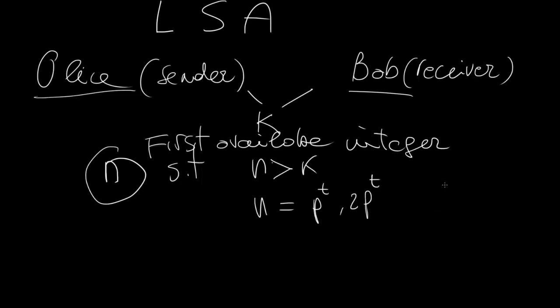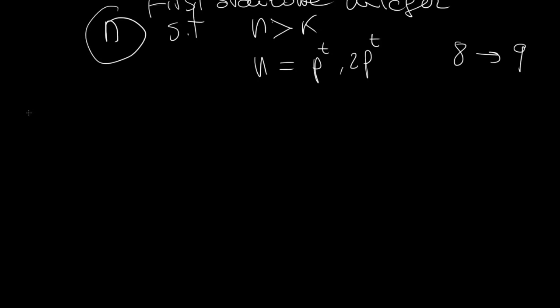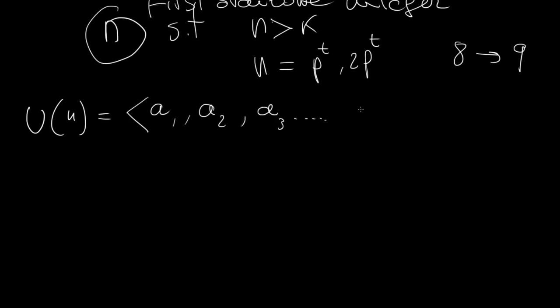Let's make an example like before. If for any reason our k is 8, then the first number that is greater than k and is in this form is going to be 9. So out of 8 we're going to have that our n is going to be 9. Okay, so now what do they do? When they both agree on n, they are going to independently create Un. Remember that Un is the group of all the integers less than n and coprime with n, equipped with multiplication modulo n. So let's list them: a1, a2, a3, all the way to a sub phi of n.